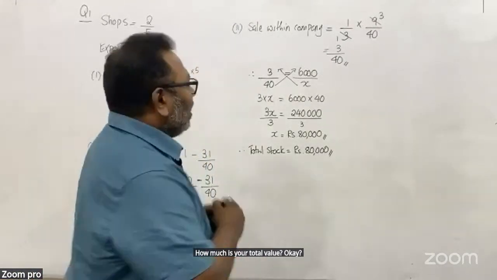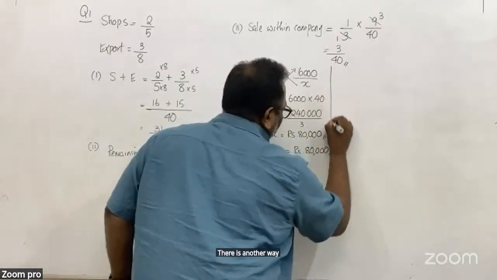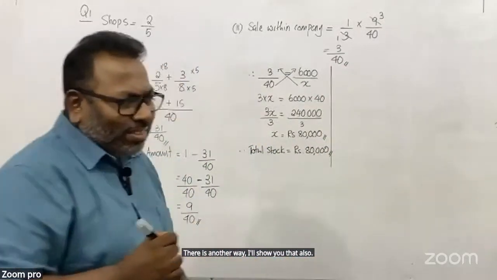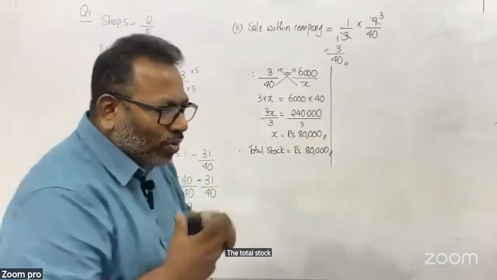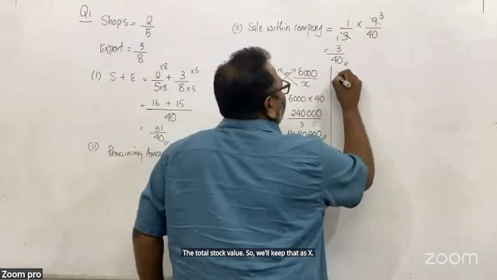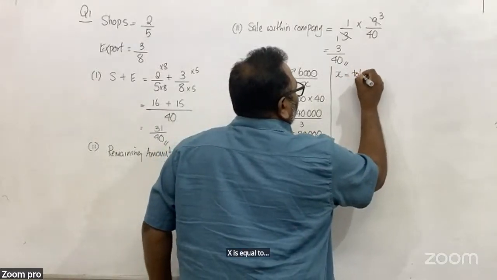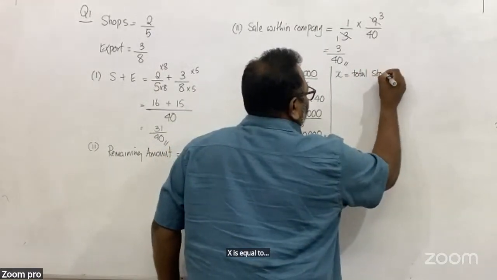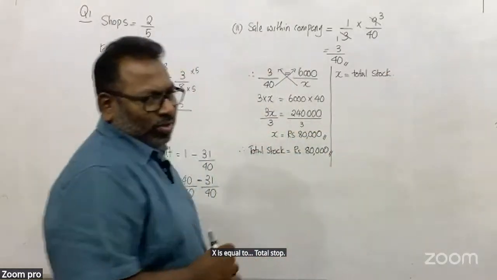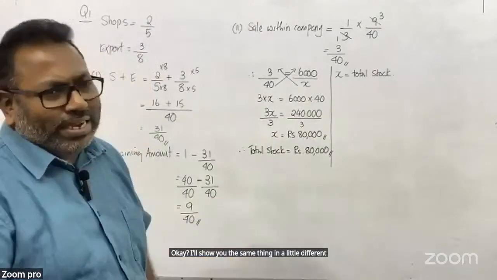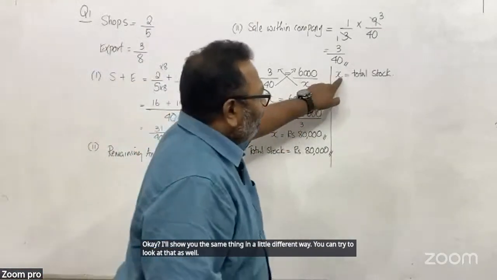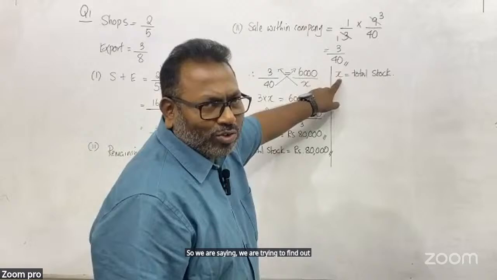There is another way. I'll show you that also. What are they asking you to find? They're asking you to find the total stock value. So we'll keep that as X. X is equal to total stock. I'll show you the same thing in a little different way. You can try to look at that as well. So we are trying to find out X. What is that? Total stock.